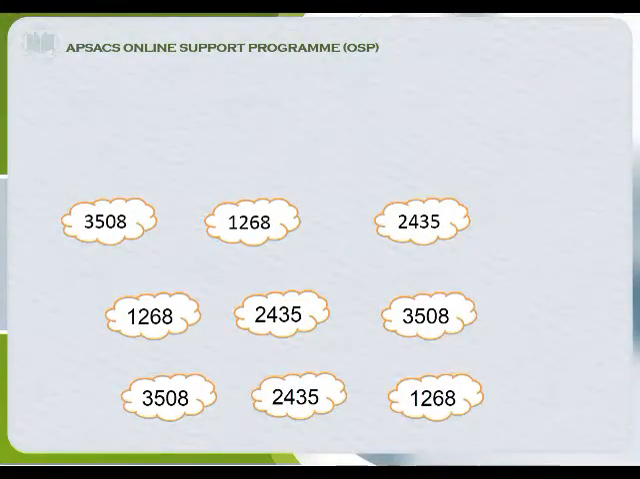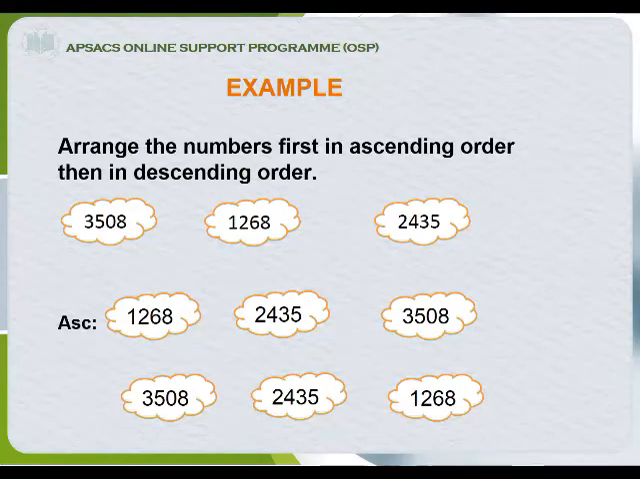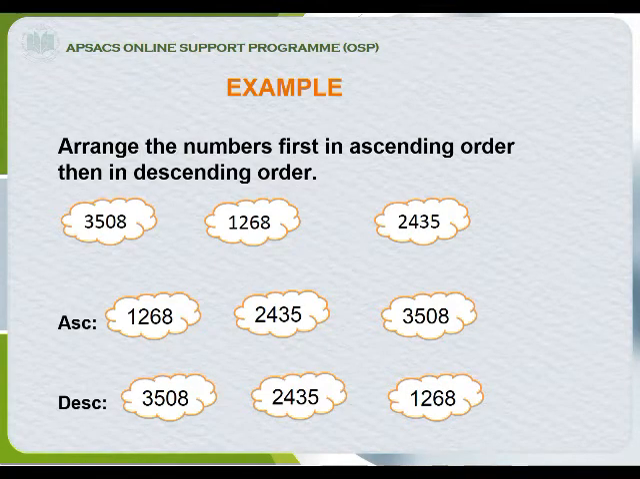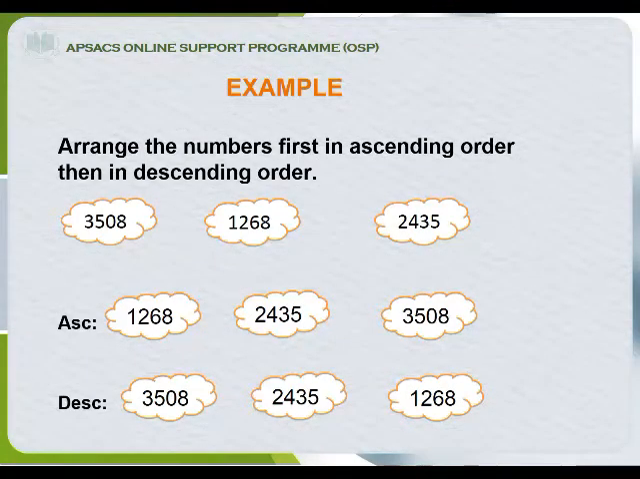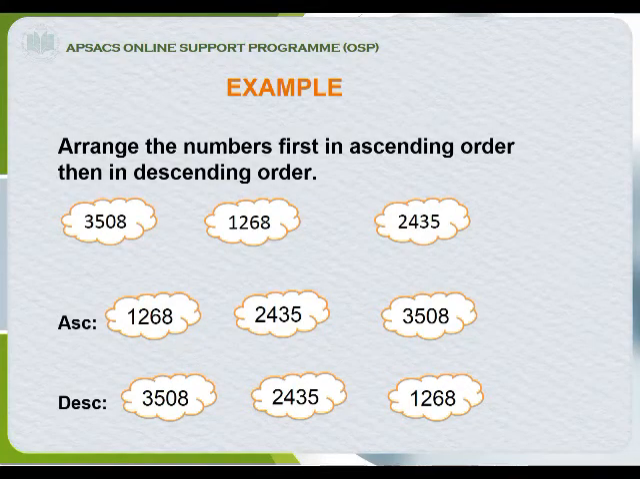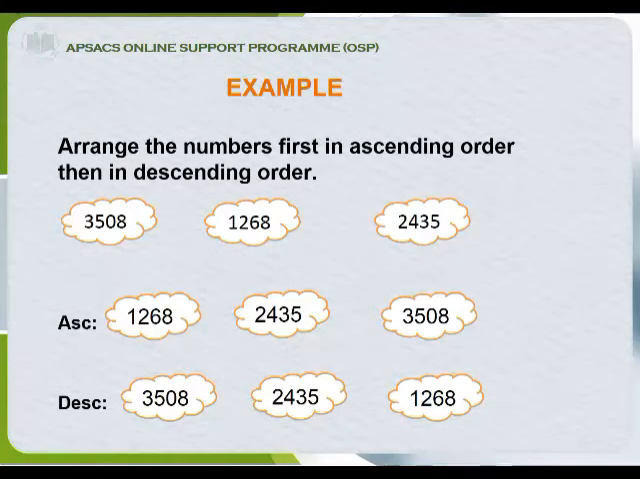Now students, here I have an example for you in which you have to arrange the numbers first in ascending order, then the same numbers in descending order. And the numbers are 3508, 1268 and 2435. Now as you know that ascending means smallest to greatest.